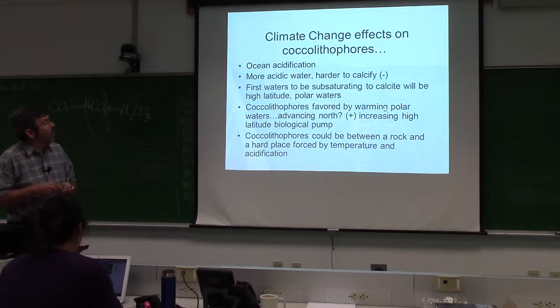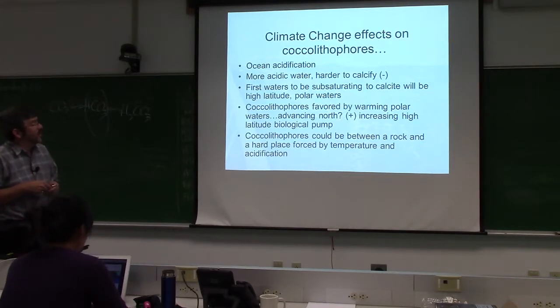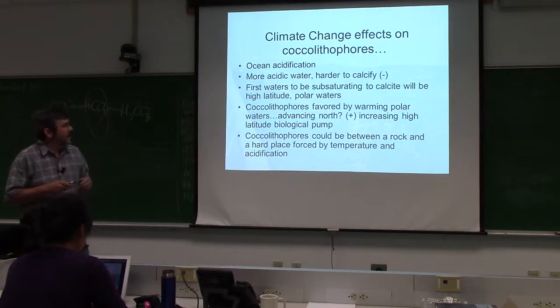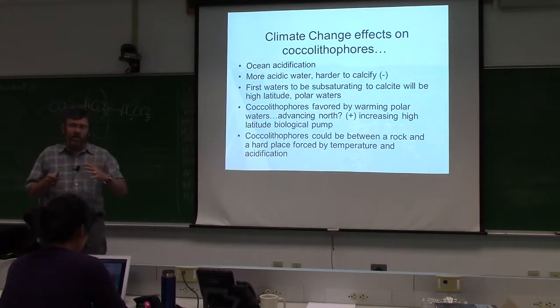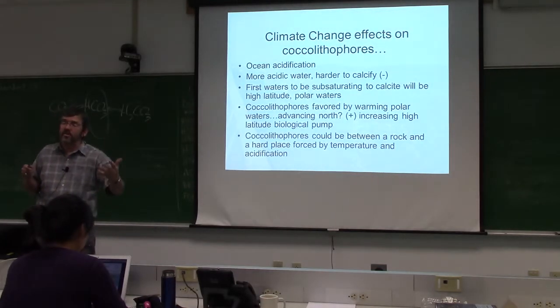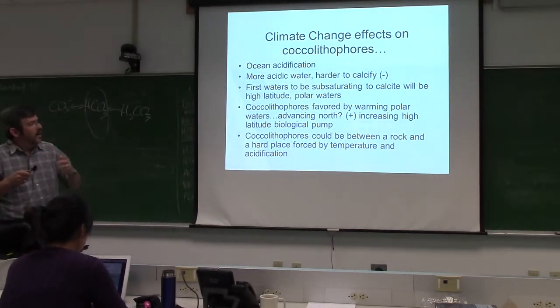Coccolithophores are favored by warming polar waters, and some people are saying that they're advancing north and increasing the high latitude biological pump. The poor coccolithophores are kind of between a rock and a hard place, because if the water's too warm they won't be happy, and as they go further north, the water is more corrosive to calcium carbonate.